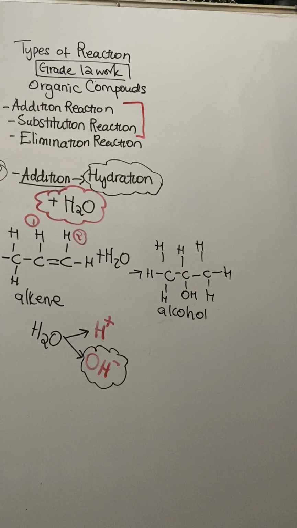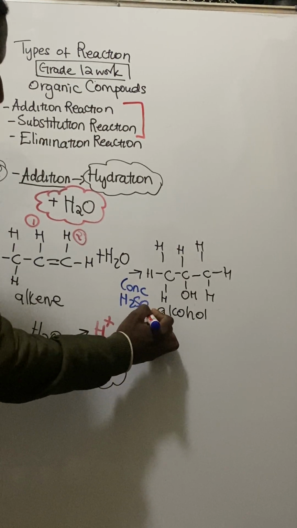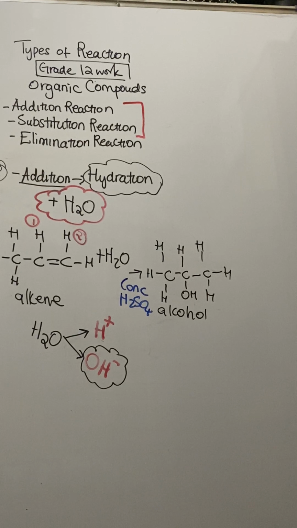Now, what are the reaction conditions? What are the conditions needed for this reaction? We actually need concentrated sulfuric acid. What will the concentrated sulfuric acid act as? It will act as a catalyst. Its job is simply to speed up the rate of the reaction without itself being part of the reaction, by simply lowering the activation energy of the reaction. So this is reaction number 2, which is an addition reaction that involves alkene.